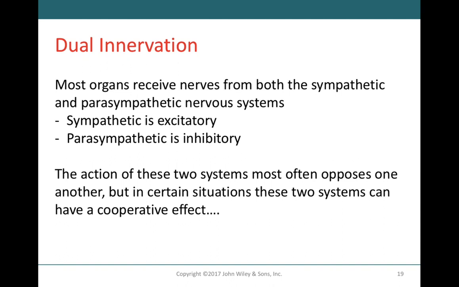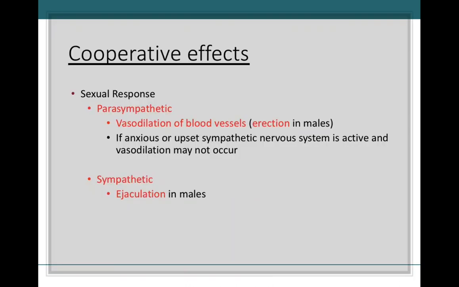But there are some situations in which these two nervous systems can work together to produce body activities that actually work in cooperation for each other. So one example of cooperative activity that we see between the sympathetic and the parasympathetic nervous systems is in the sexual response in the male. The parasympathetic nervous system is going to cause a dilation of the blood vessels that can be found in the penis, which will ultimately lead to an erection.